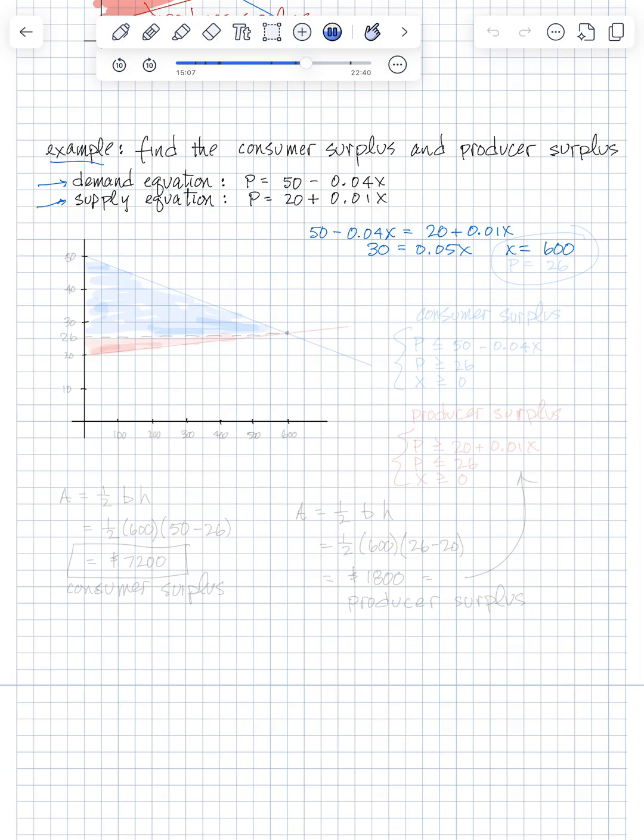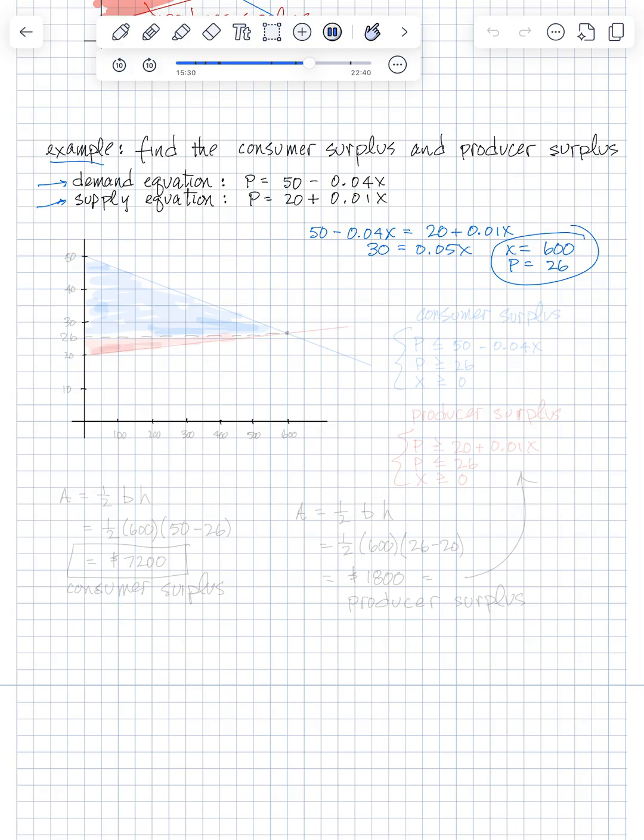If we put that in either equation to solve for p, we use the bottom equation. P is 20 plus 0.01 times 600, so 20 plus 6. So P is equal to 26. So here is our equilibrium point. Let's go ahead and plot it.